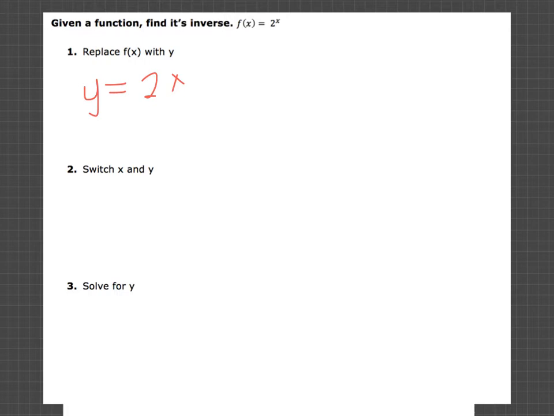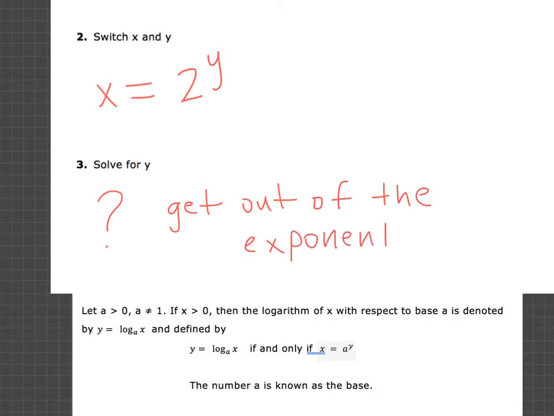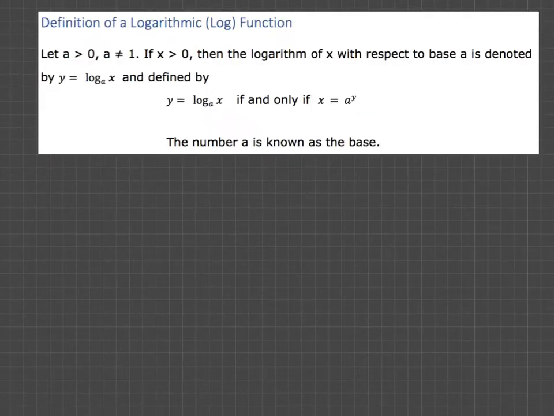We switch x and y, so this becomes x equals 2 to the y. All right, here we want to solve for y. But we need to have a new operation or a new function to be able to get y out of the exponent. So to be able to write down the inverse function, we need to define the log function.